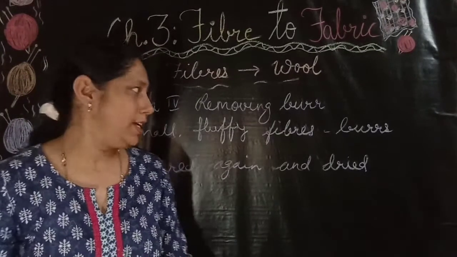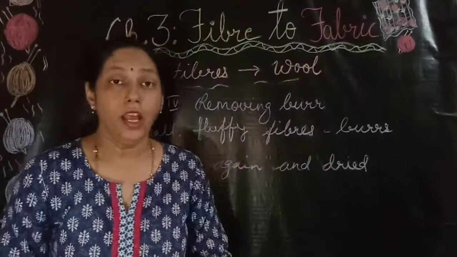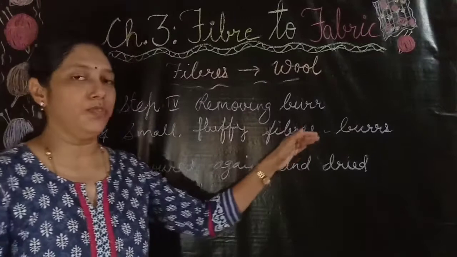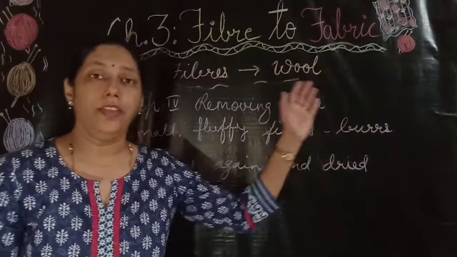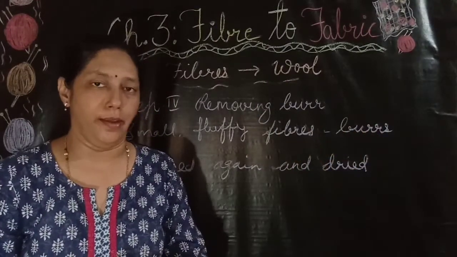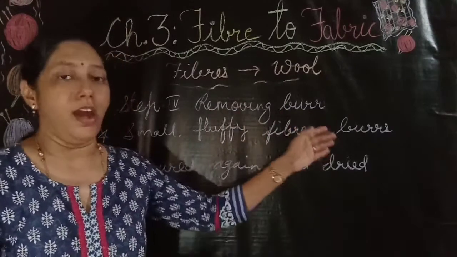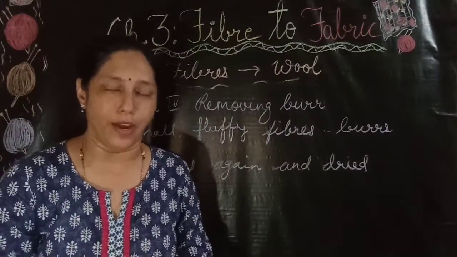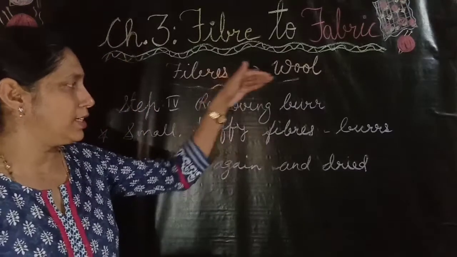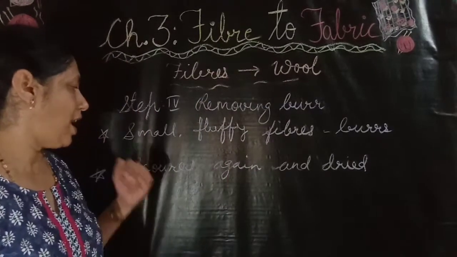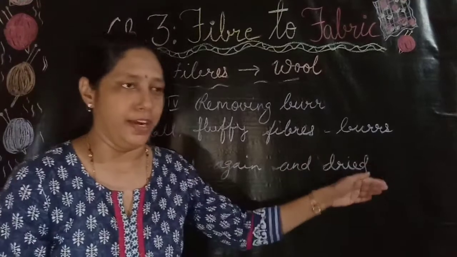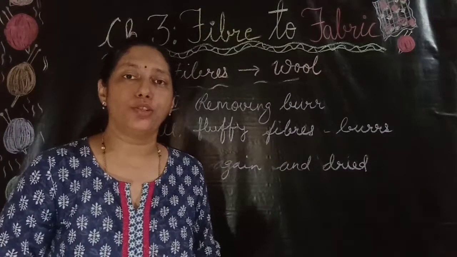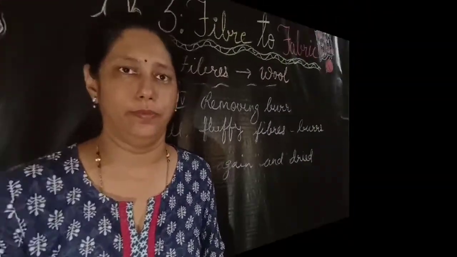The fourth step is removing burr. The small fluffy fibers which are called burrs are picked up from the hair. These burrs are the same burrs which sometimes appear on your sweaters. After the burrs are removed, the fibers are scoured again and dried. This is the wool which is drawn into fibers.